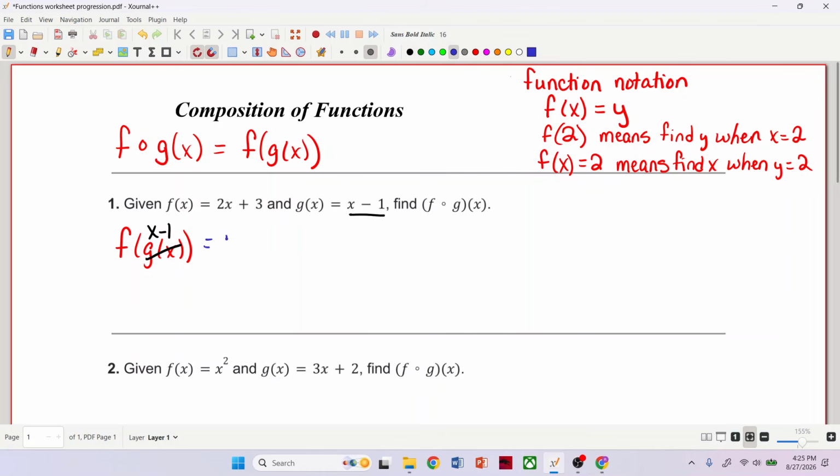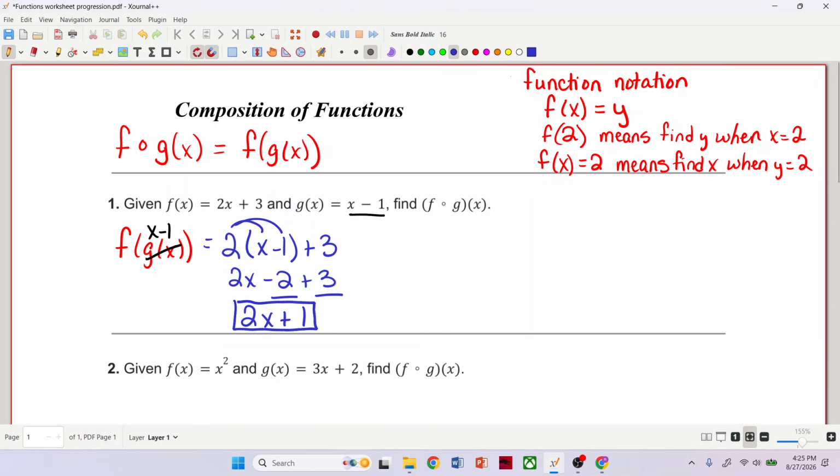So we're going to start with 2, then times x minus 1, and then plus 3. And then you simplify this. If you have a number in front of the parentheses, you distribute. So 2x minus 2 plus 3. Combine like terms. Well, negative 2 plus 3 is 1. So we get 2x plus 1. And then that is our final answer because we input g into f.